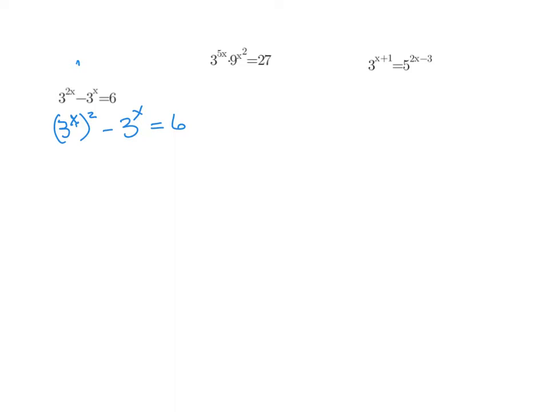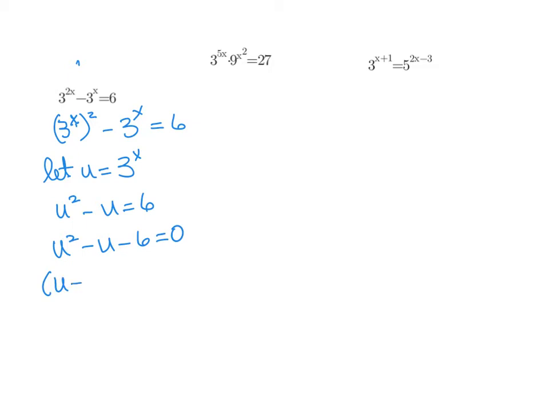I'm going to use a u substitution. U substitutions are used very frequently in math, so it's a good thing to learn. We're going to let u equal 3 to the x power. Now our equation looks like this, and that's definitely a quadratic equation. I can rewrite that with the 6 on the other side, and we know how to solve these. This is u minus 3 times u plus 2. So u equals negative 2 and 3.